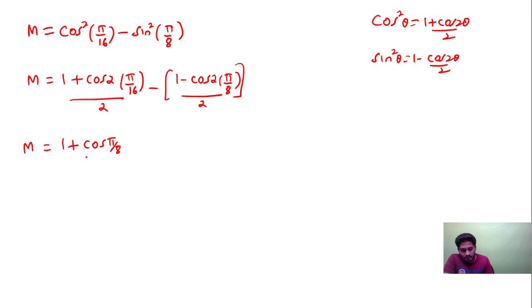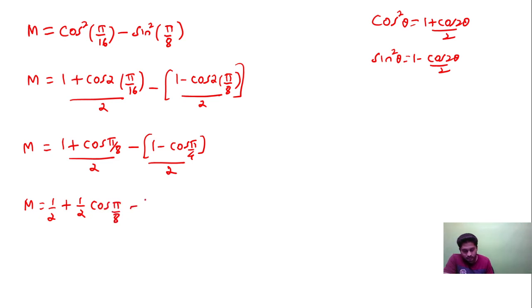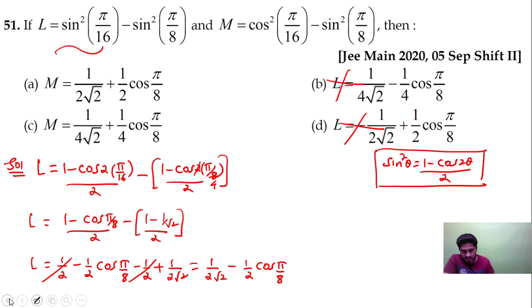So M is equal to (1 plus cos pi by 8) upon 2 minus of (1 minus cos pi by 4) upon 2. So M is equal to 1 by 2 plus 1 by 2 cos pi by 8, minus 1 upon 2, minus and minus is plus, 1 upon 2 cos pi by 4. So this will cancel. You get a half of cos pi by 8 plus 1 upon 2 cos 45, which will be equal to 1 by root 2. Right, that's the answer, guys. You will get this as 1 divided by 2 root 2 plus 1 by 2 cos pi by 8. Answer is option A. Right, let's move to the next question.